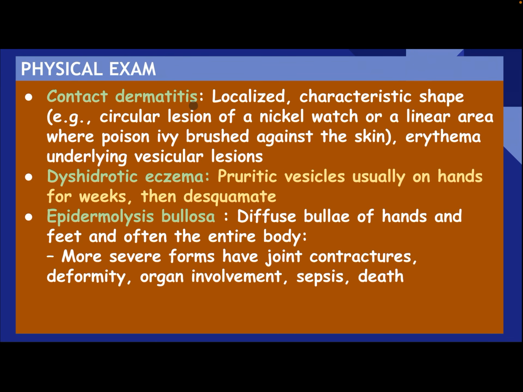Contact dermatitis: localized, with a characteristic shape, like a circular lesion from a nickel watch or a linear area where poison ivy brushed against the skin. Erythema, underlying vesicular lesions. Dyshidrotic eczema: pruritic vesicles usually on the hands for weeks, then desquamate. Epidermolysis bullosa: diffuse bullae of the hands and feet and often the entire body. More severe forms have joint contracture, deformity, organ involvement, sepsis, and death.